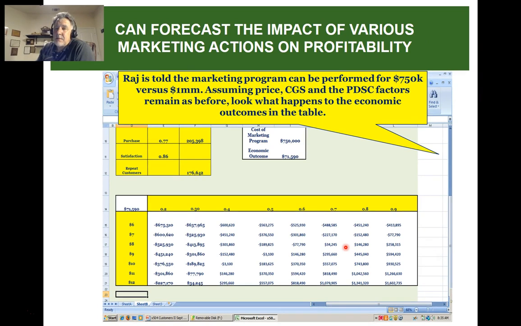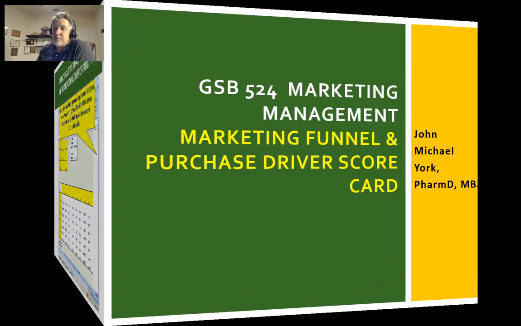And so, as we see in the 2x2, we can look at what Raj has done: he put in a marketing program, 750K, and if we keep all the parameters, all of a sudden we can impact the economic outcome. And this table, if it's linked, will get changed as well.